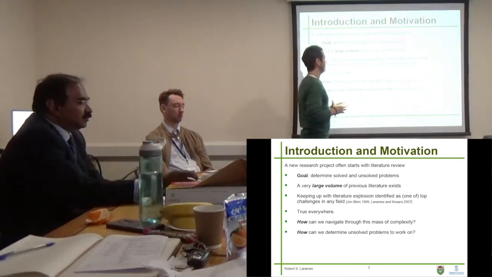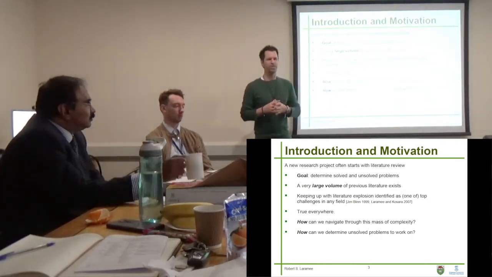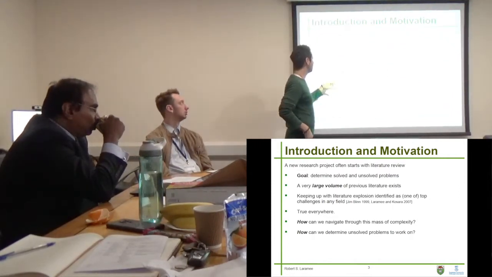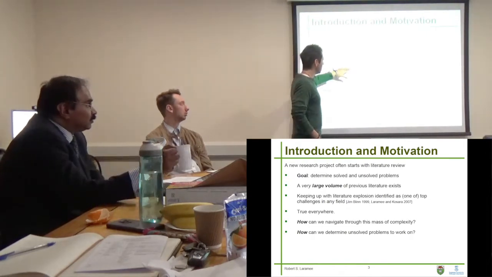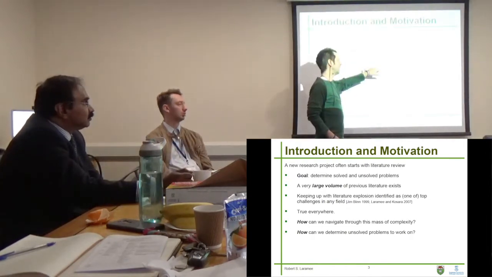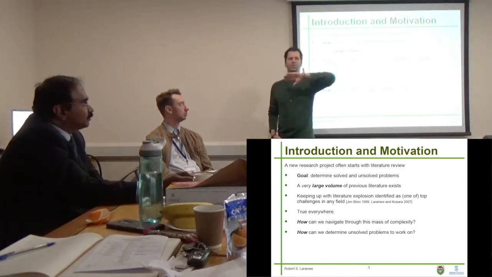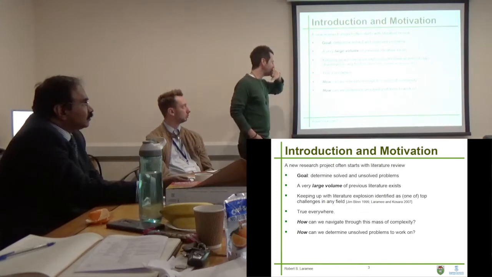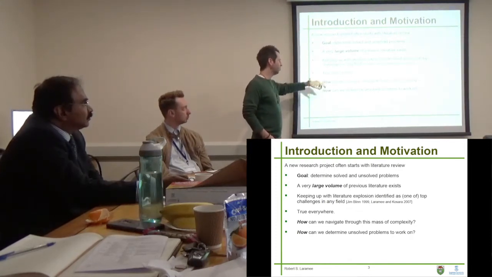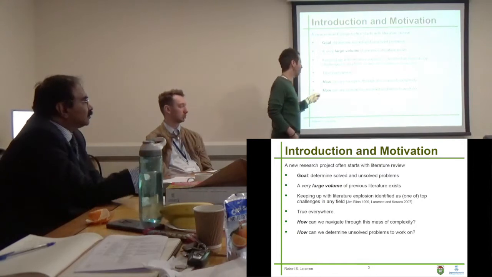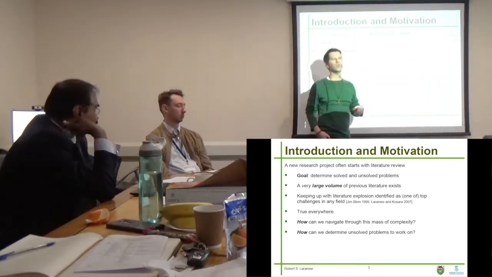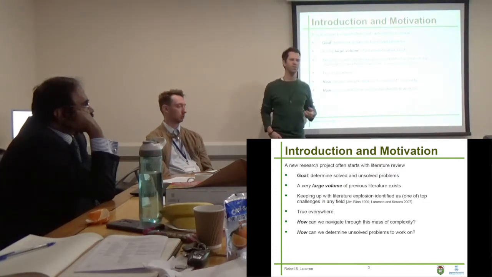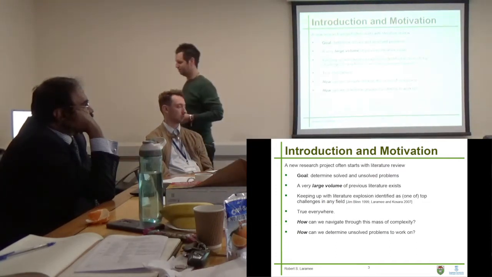This is one of the biggest problems that faces all of science, every scientist, right? This was identified as one of the top challenges, the literature explosion, back in 1999. So this has been around forever and it's not going away. And then the question is, how can we navigate through this massive complexity and how can we determine unsolved problems to work on? These are two of the central questions that we're going to discuss, hopefully, today.